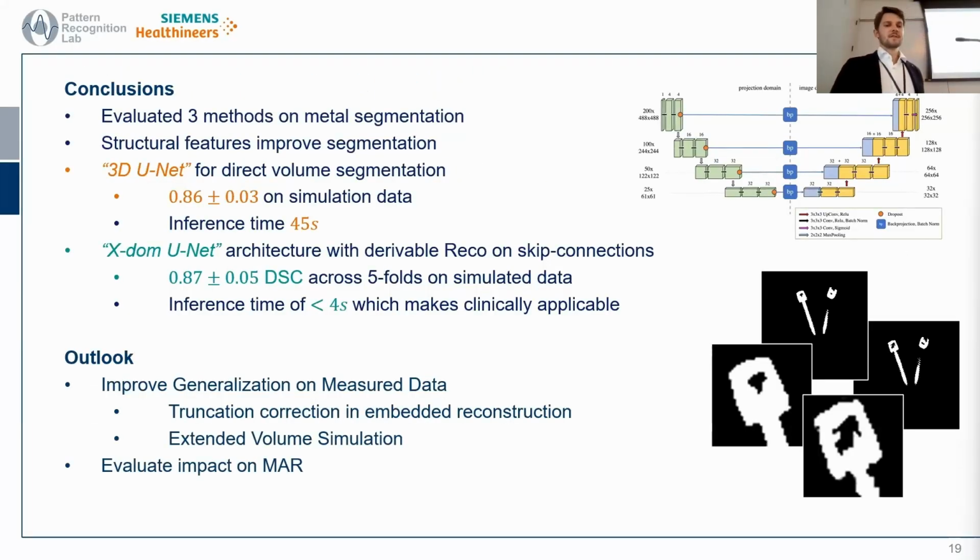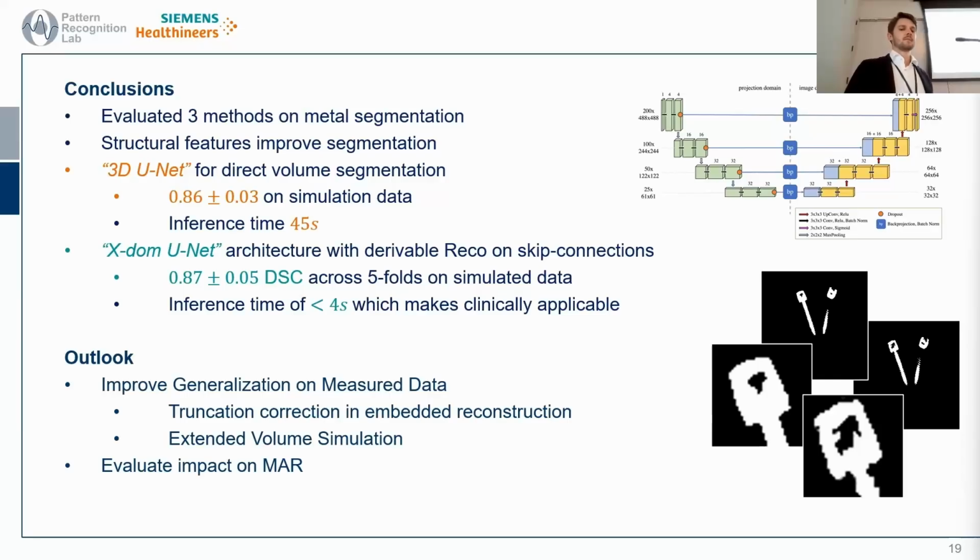So let me conclude this talk. In the course of this project, we have evaluated 3 different methods on the topic of metal segmentation. One clear takeaway is that structural features clearly help to segment metal in 3D. The 3D U-Net we've tested out using nnU-Net on direct segmentation from artifact-corrupted volumes yields a pretty good dice coefficient, or average dice coefficient, on our simulation data set.